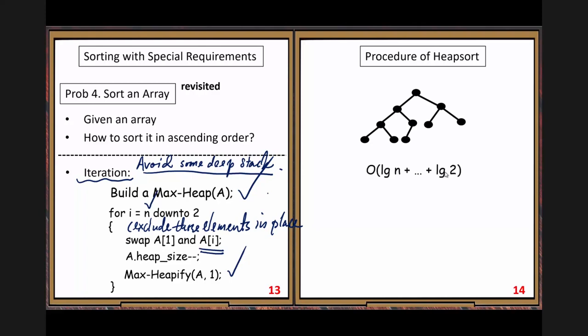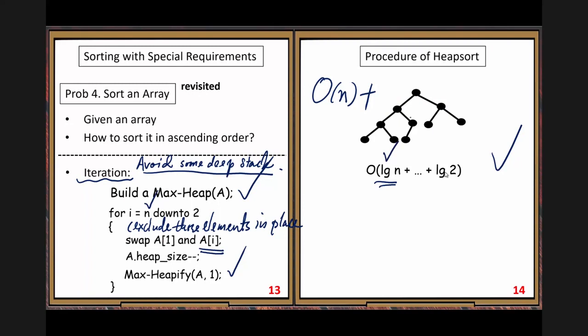Now, estimate the total cost for a heap sort. Remember, the building part, we need to add it. Building part of big O of N, plus the remaining part. Remaining parts: when you put the maximum in place, you need to run the heapify operation. You need to spend this much cost. Okay?